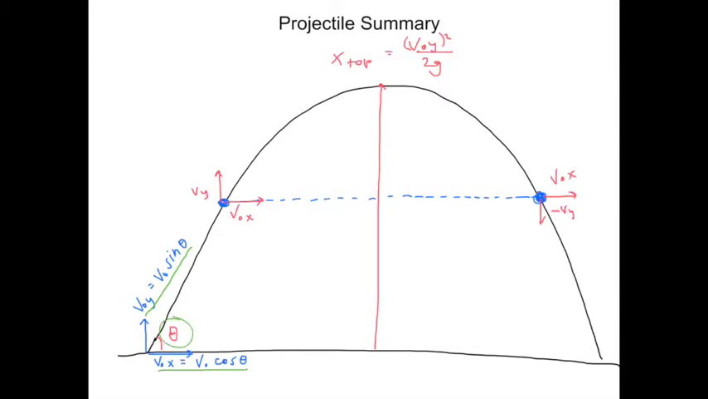As the object travels up in this direction, the x velocity will stay the same, and the y velocity, as we can see, will be symmetrical to the object's path on the other side of the fall, but opposite. So the y velocity will be positive on the way up and negative on the way down. Now let's look at a way to find the maximum height, right here, of the projectile. We'll call this x top because it's the distance to the top of the projectile's path.